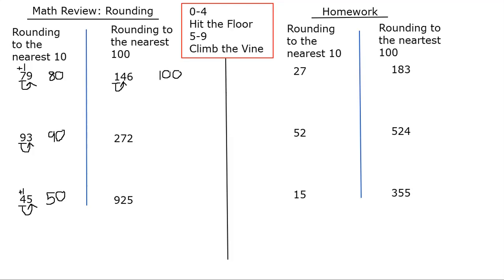Same thing down here. Underline the 2. Draw a fish hook to the right. 7 is 5 through 9, climb the vine. That means this number is going to go up by 1, which is 2 plus 1 is 3. Everything to the right turns to 0.